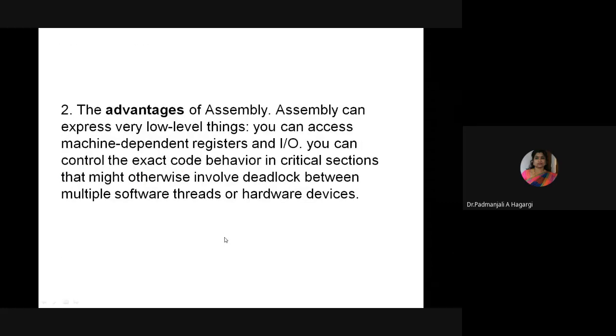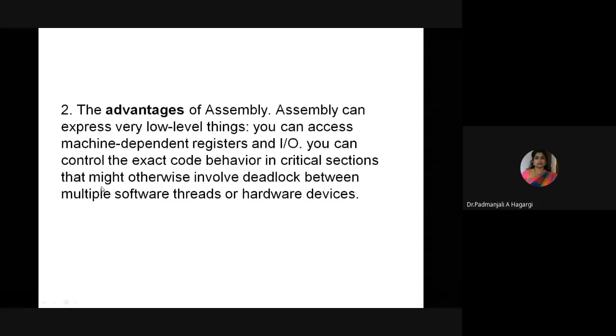Another thing you need to understand is that assembly can express low level things, and you can access the machine dependent registers and IO. You can do input output, and you can control the exact code behavior in the critical sections.